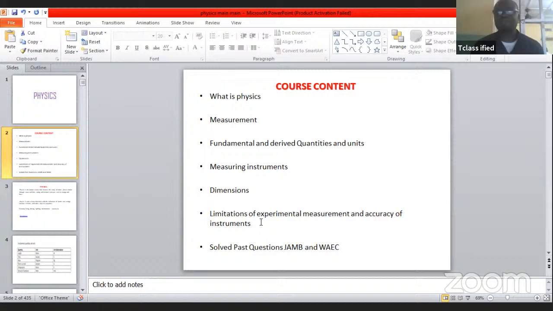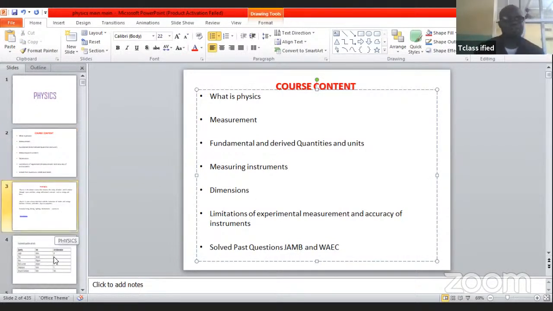Then we look at accuracy of these measuring instruments. We are supposed to know the measuring accuracy for the meter rule, for the vernier calipers, for the various instruments, because they always come out in JAMB. Then we'll solve past questions. So immediately after getting the concept, you see the three things we are learning: introduction, measurement, dimensions, and the measuring instruments. We'll solve the possible past questions from JAMB and WAEC that relate to this very topic.